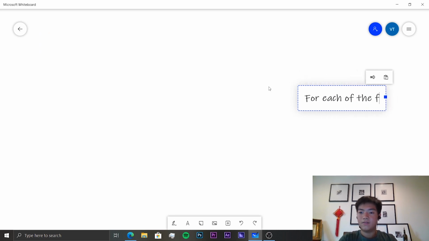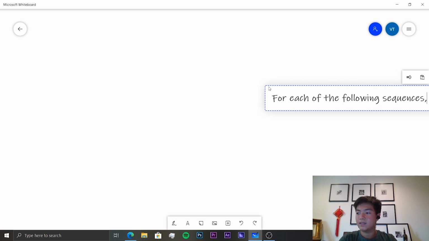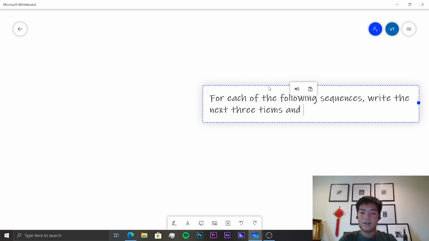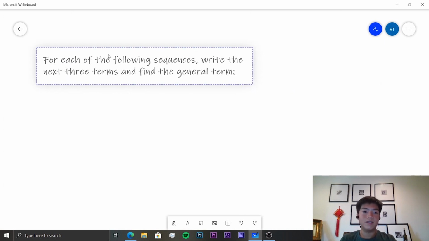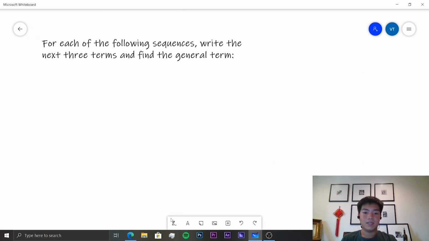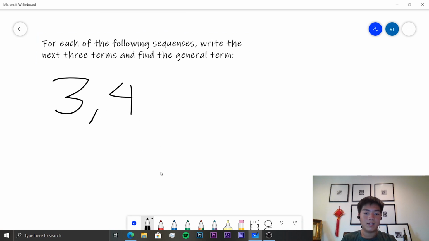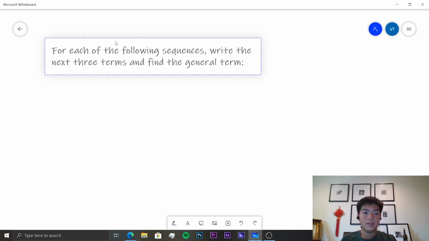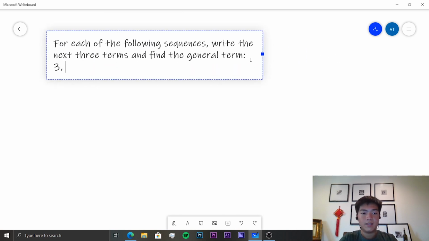For each of the following sequences, write the next 3 terms and find the general term. So the general term is the rule linking all of the terms in the sequence with each other. So the first sequence we're given is 3, 4.5, 6, 7.5, and it continues infinitely.